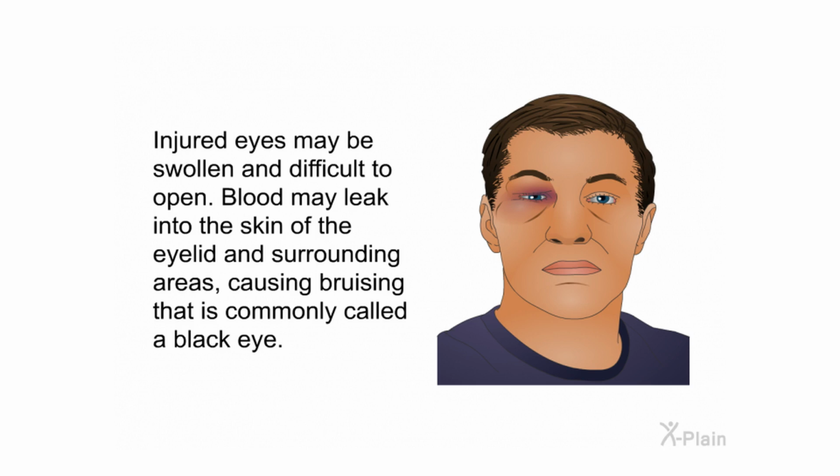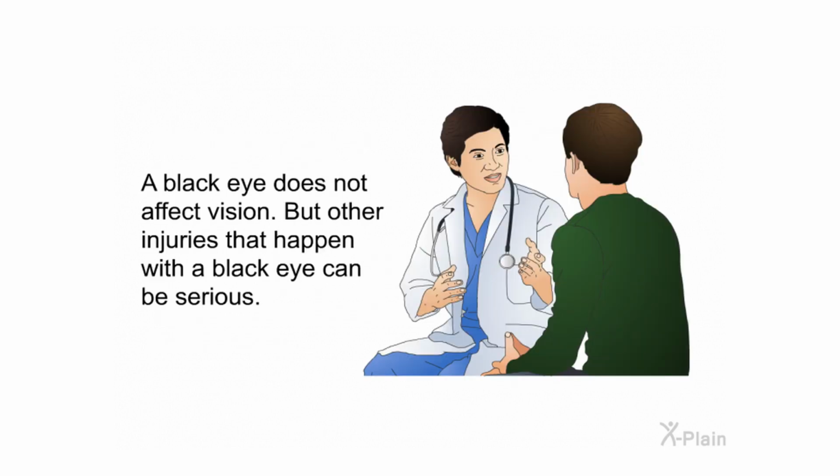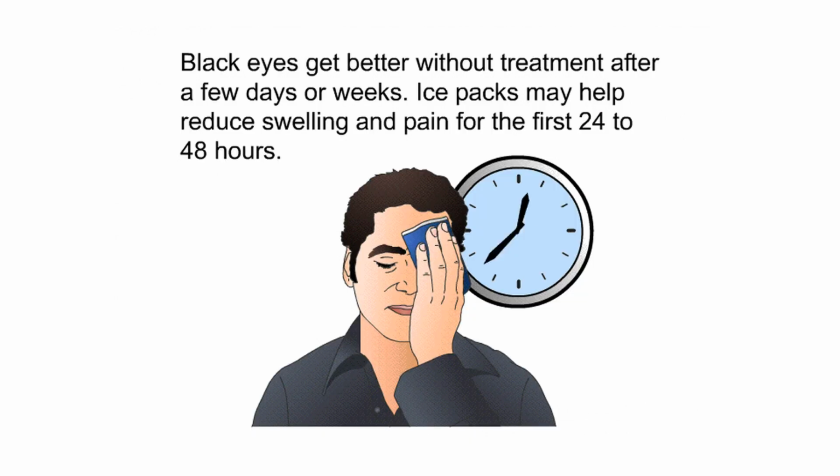Injured eyes may be swollen and difficult to open. Blood may leak into the skin of the eyelid and surrounding areas, causing bruising that is commonly called a black eye. A black eye does not affect vision, but other injuries that happen with a black eye can be serious. Black eyes get better without treatment after a few days or weeks.